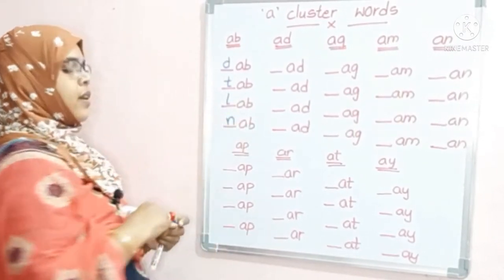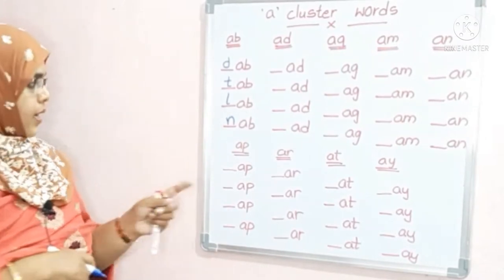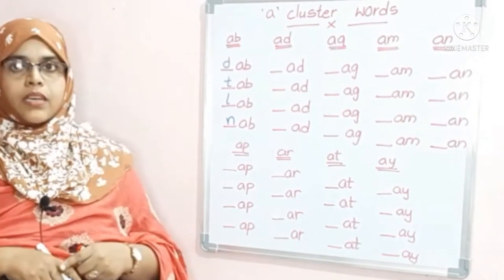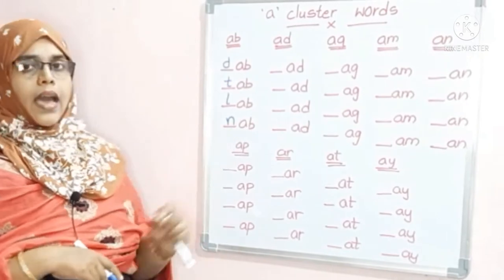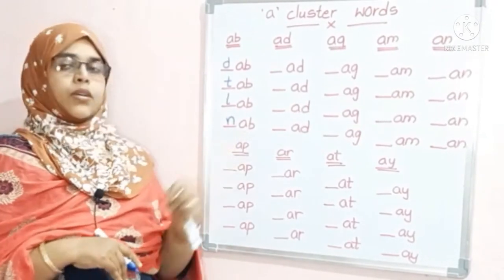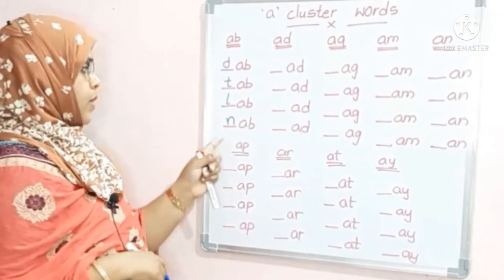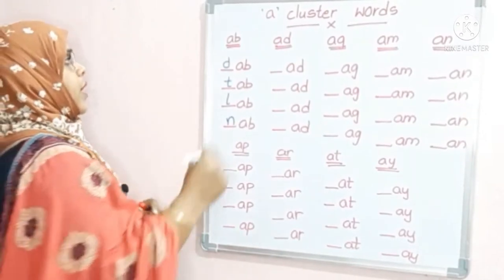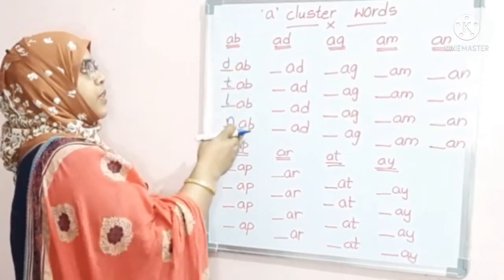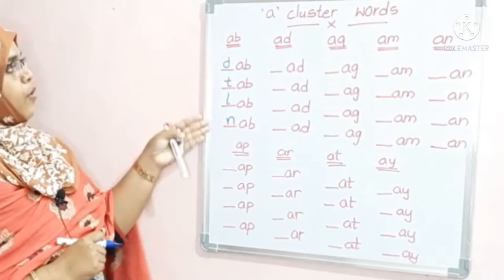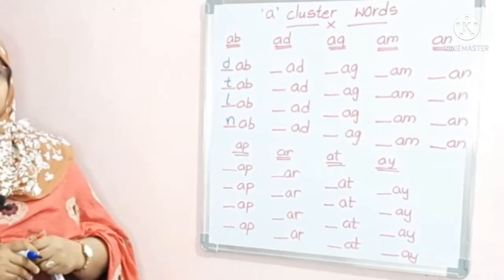Sound of N. What is this? Letter N. The sound of N will be N. N, AB will be NAB. What will it be? NAB. Now these are the four different words we have formed using the AB cluster.